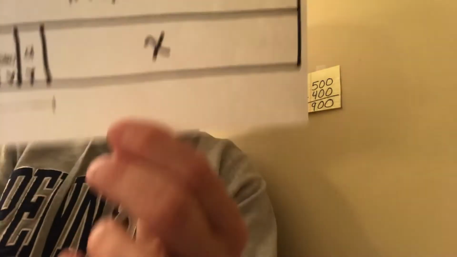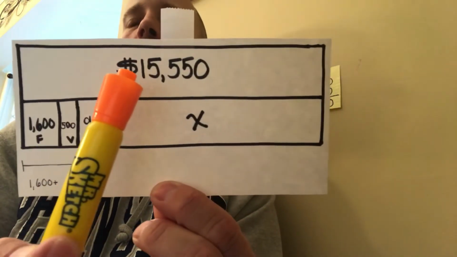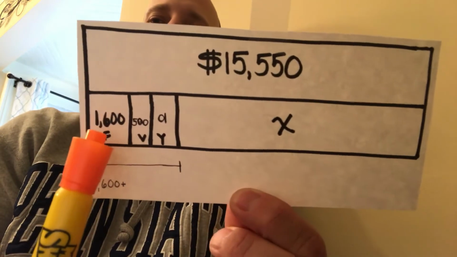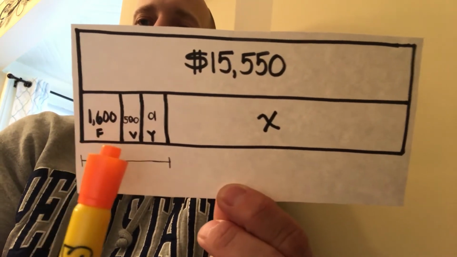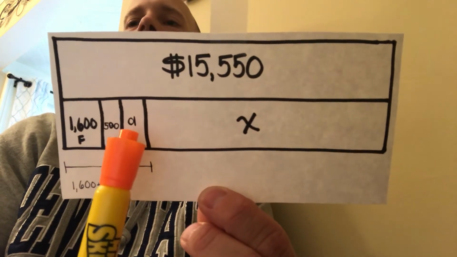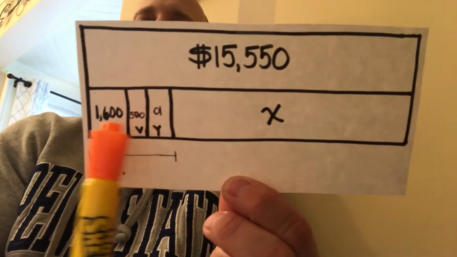Not that easy. Now we're going to take that answer and transfer it over, let me grab my highlighter, into our next tape. Now our next tape is going to be our missing link. So now we have our total, which is $15,550. We have how much your friend has, $1,600. Mr. Van Damme's got a measly $500, and you've got $900. Okay? So there's 3 parts of the puzzle that we know.